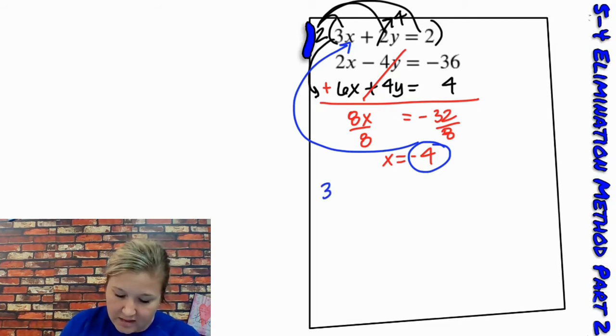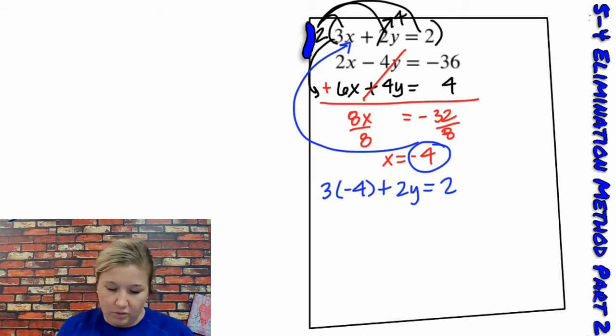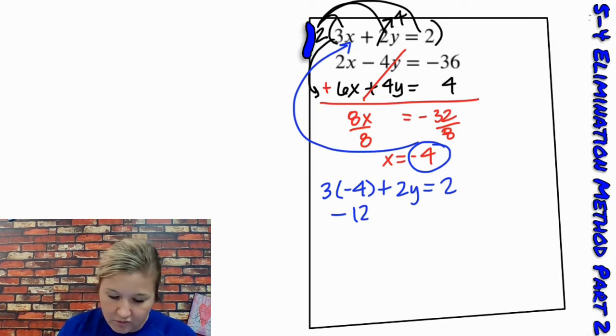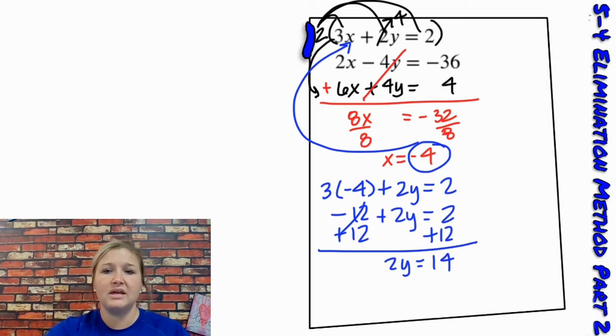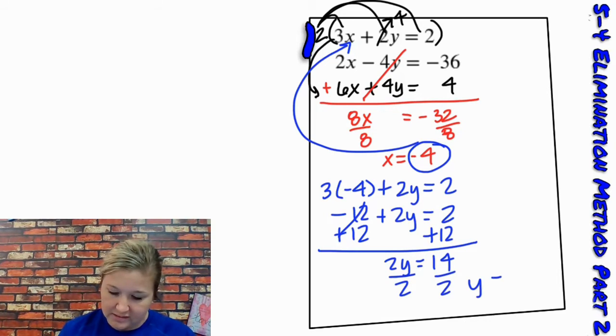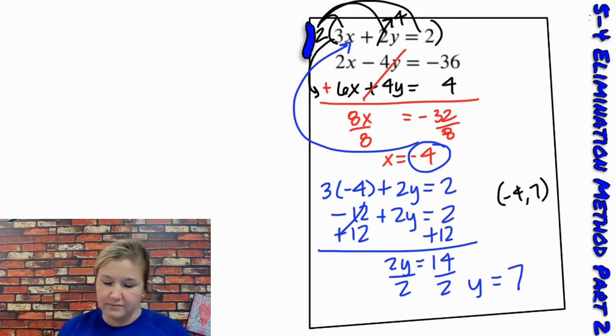So I have 3 times negative 4 plus 2y is equal to 2. So I'm going to simplify. That's negative 12 plus 2y is equal to 2. Add 12 to both sides, and so 2y is equal to 14. Lastly, you want to divide by 2 on each side, so y is equal to 7. And then writing this as an ordered pair, negative 4, 7.